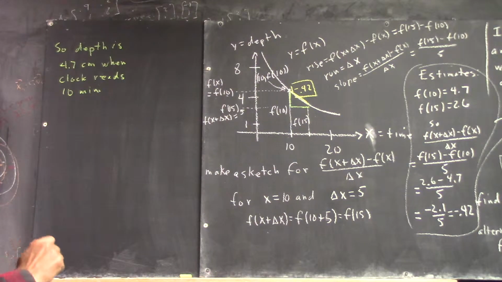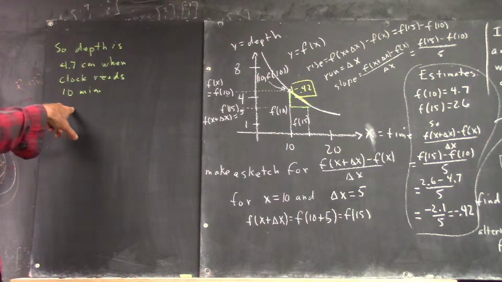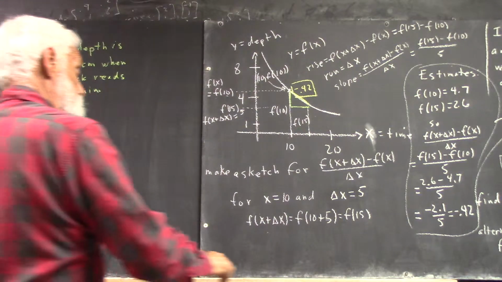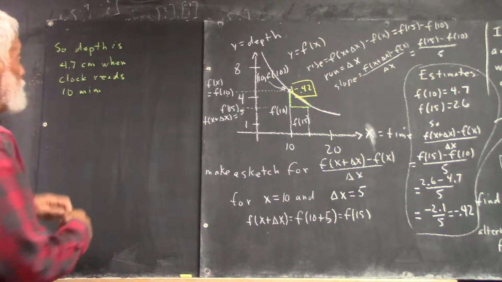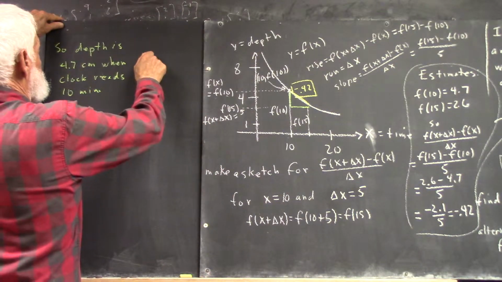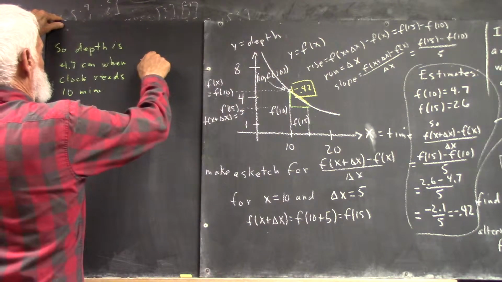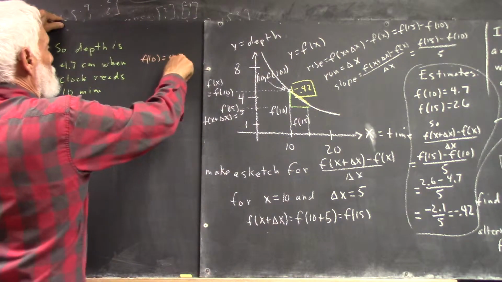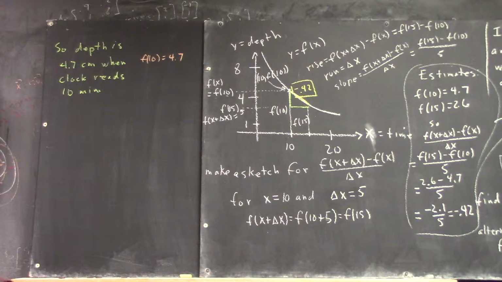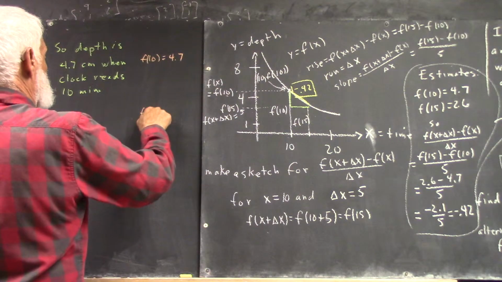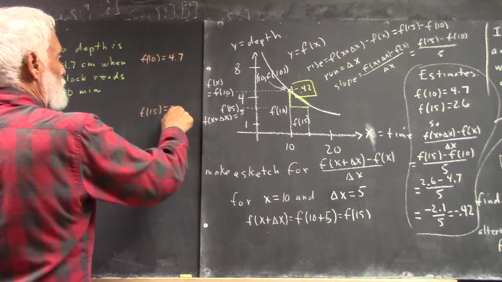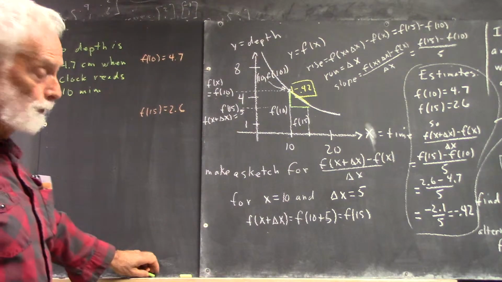So the depth is 4.7 centimeters when the clock reads 10 minutes. Right? And how do I say that in terms of the symbols over here? This is how we say f of 10 equals 4.7. Okay? Now everybody write down how we would express the fact that f of 15 equals 2.6. Write that down in words on your paper.